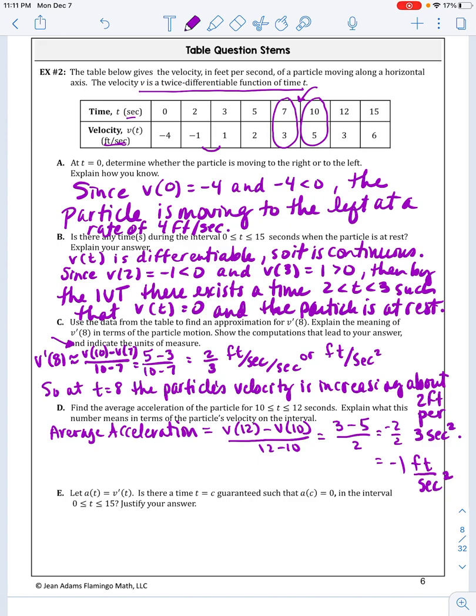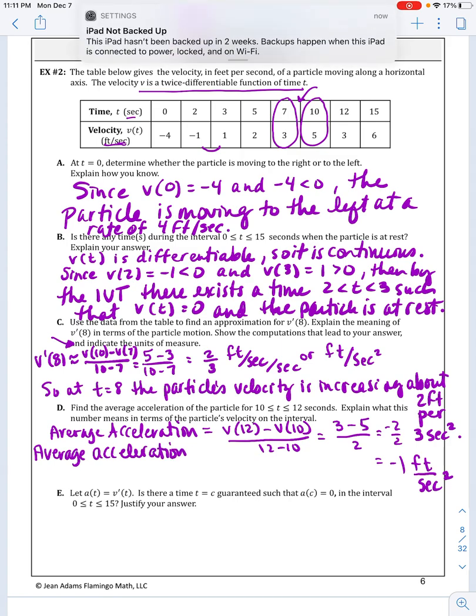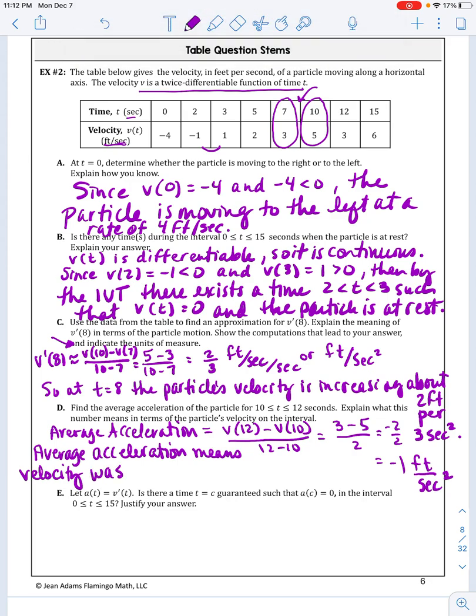And average acceleration means velocity was decreasing on average at a rate of 1 foot per second per second.